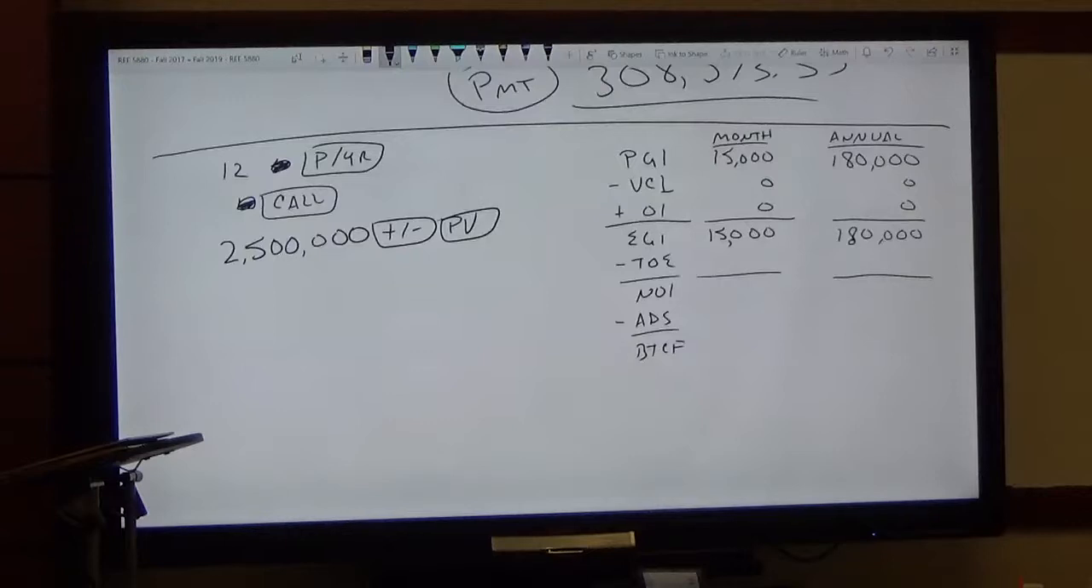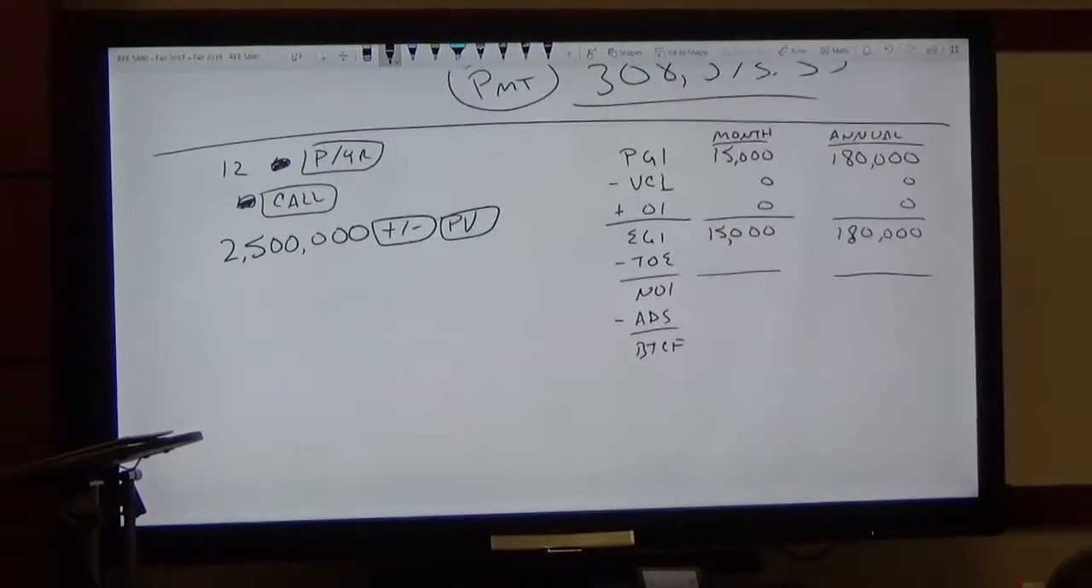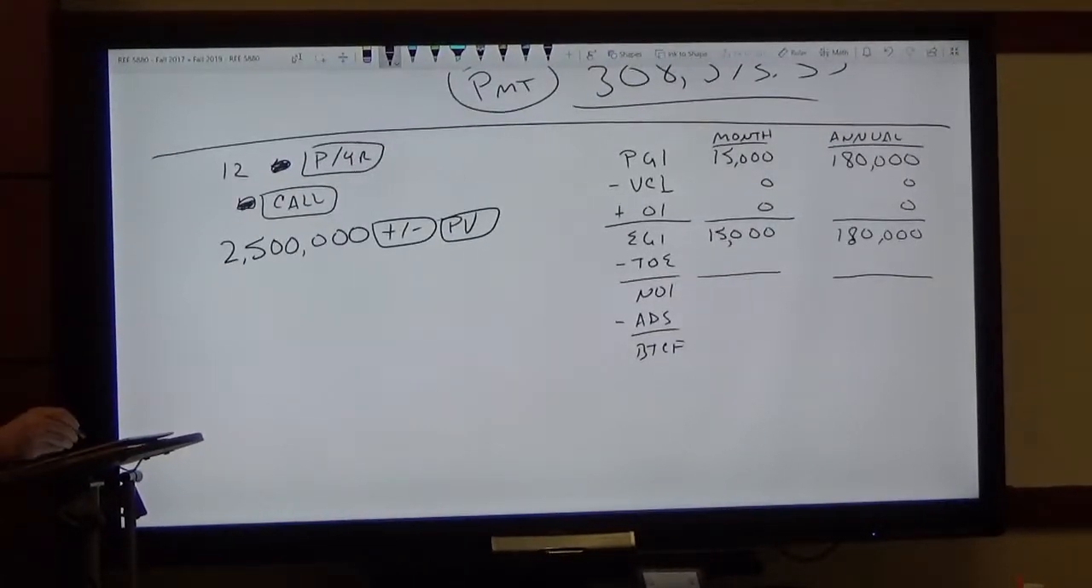Now for operating expenses, what percentage of our EGI do we want our operating expenses to be? 15%. Okay, so I'm just going to put that out here to the side. 15% of EGI, so we take that 15,000 times 0.15. That gives us 2,250 as our total operating expenses, times 12. And we made up the 15% number.